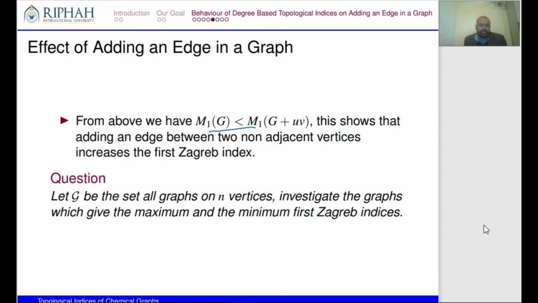After this discussion, a question arises. What is the question? Let G be the set of all graphs on n vertices. Investigate the graphs which give the maximum and minimum first Zagreb index. I mean, we have the set of all graphs on n vertices. We are interested to find the maximum and minimum value of the Zagreb index, and which graph attains the maximum value and which graph attains the minimum value.